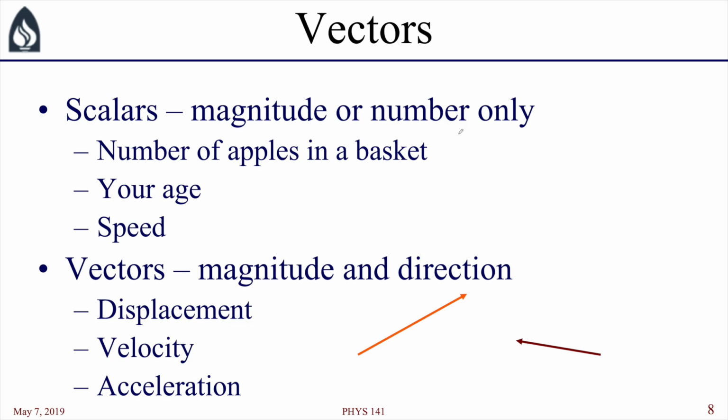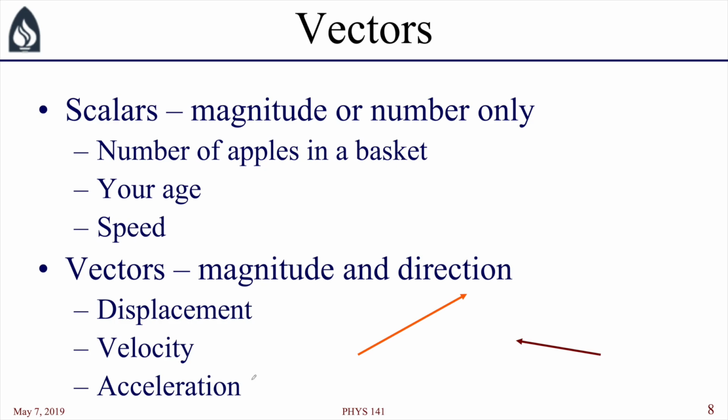So for example, the number of apples in a basket would be a scalar. Your age would be a scalar, and speed is a scalar. It only has a magnitude or an amount. Now, scalars can be both positive or negative. In a way, your age would be negative if you were considering a time before you were born. On the other hand, vectors have both a magnitude and a direction. So these are things such as displacement, which is that straight line distance from the beginning to the end point, and we'll see how velocity and acceleration are also vectors.